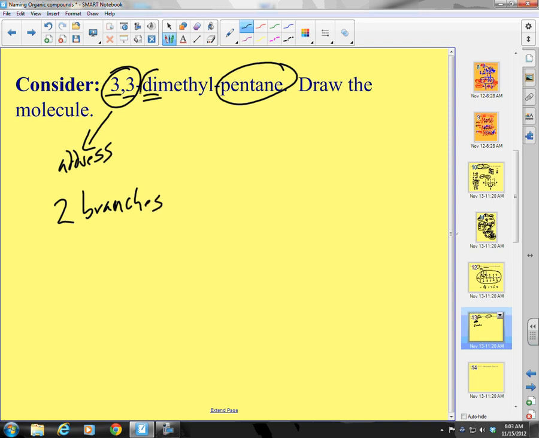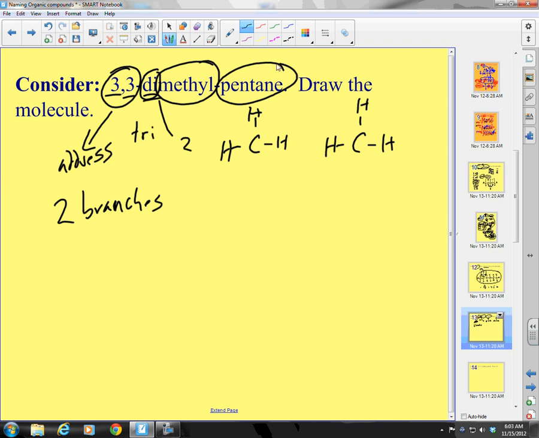Well, di represents 2. So if I have more than one of the same branch, I'm going to use a prefix. So I have methyl. And how many methyls do I have? Dimethyl. That means I'm going to have 2 methyls. And we usually only see things like di or tri. You usually don't see tetra or anything else. So if you have 2 of the same group, it's di. If you have 3 of the same group, it is tri.